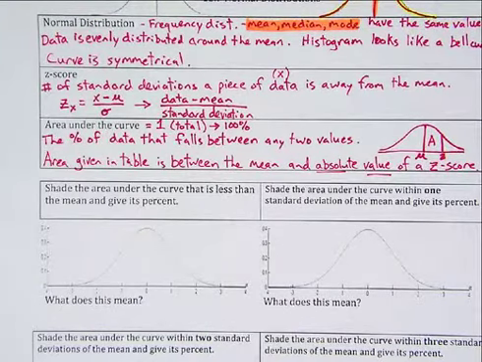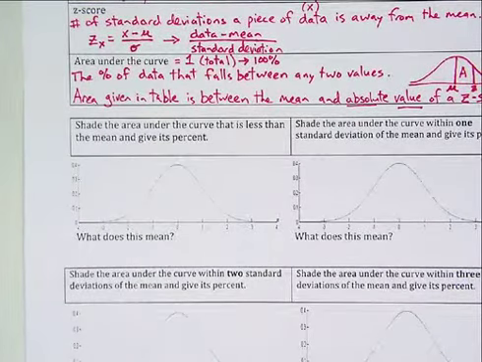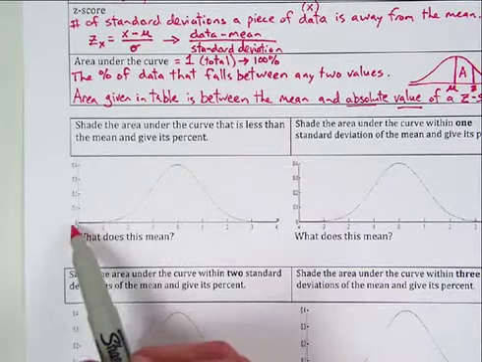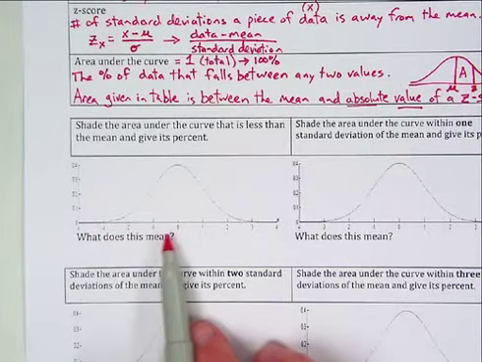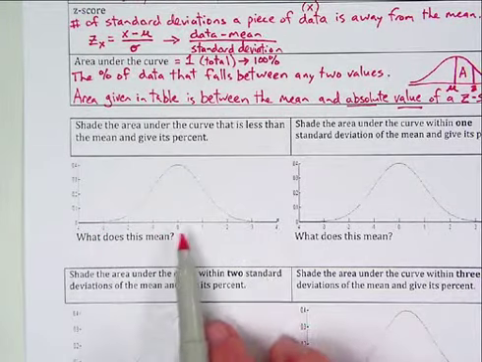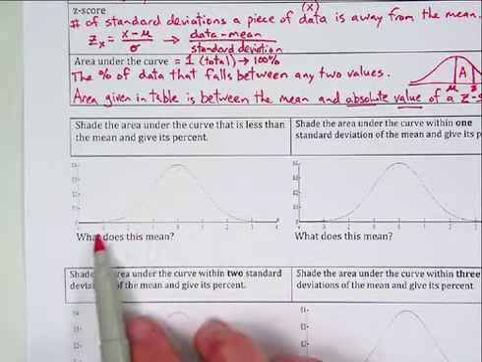So now we're going to practice shading some of these areas and then giving their percentages. So in our first example, it says shade the area under the curve that is less than the mean and give its percent. So if we look at this, we have our normal distribution, nice bell curve. On the bottom here, we have the z-scores already listed for us. So notice 0 is right in the middle. It goes positive 1, 2, 3, 4, and then negative 1, 2, 3, 4.